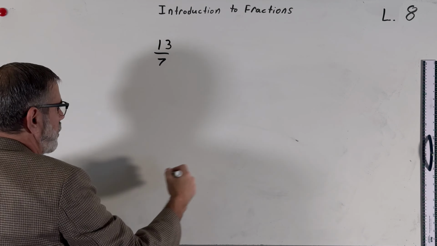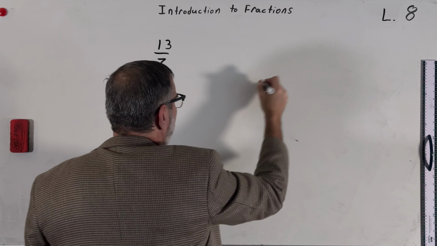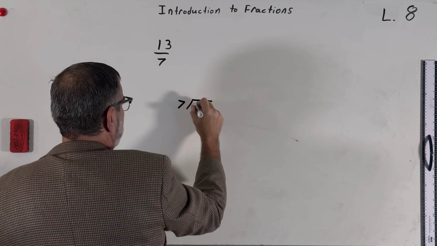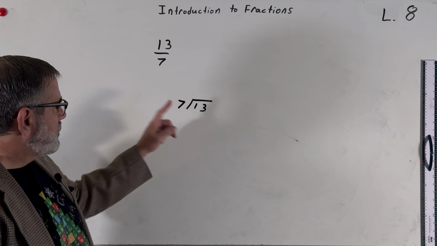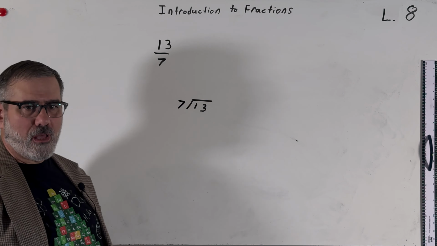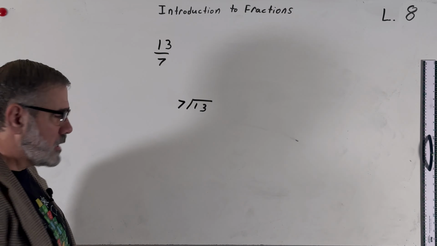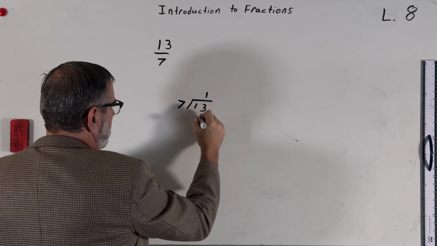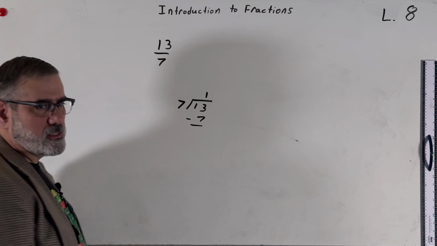Okay, so how do we do this? Well, we have to divide 7 into 13. So we'll do a long division problem. We'll divide 7 into 13. 7 only goes once into 13 because 7 times 2 is 14. So it almost goes in twice, but not quite. So 7 times 1. And what is 13 minus 7?